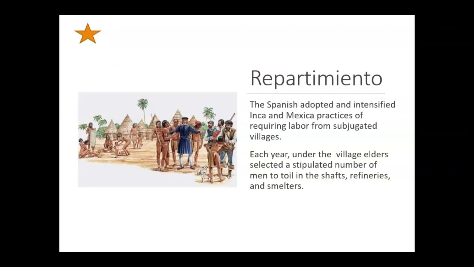In 1549, the Spanish monarchy imposed the repartimiento system. The repartimiento system was also frequently called the mita in Peru and the cuatequil in New Spain. Repartimiento was a form of forced labor adopted and significantly intensified from the Inca and Mexica practices of requiring labor from subjugated villages.